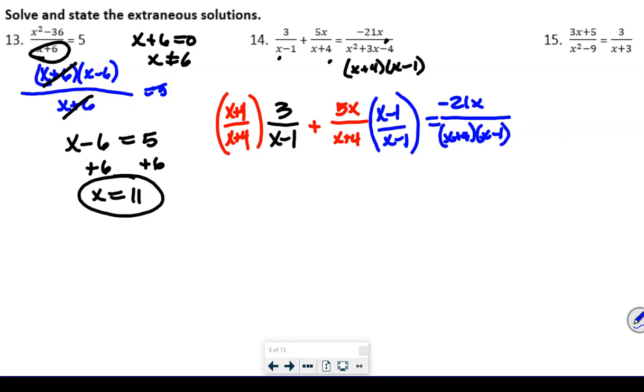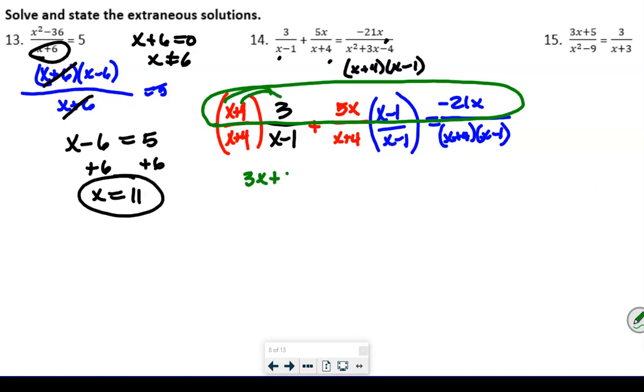Now we have a common denominator. Once we have this common denominator, y'all, we don't have to think about it anymore to solve for our x. All we have to do is work this. So x times 3 is 3x. 4 times 3 is 12, plus 5x times x is 5x squared. And 5x times -1 is -5x. And that's equal to -21x.